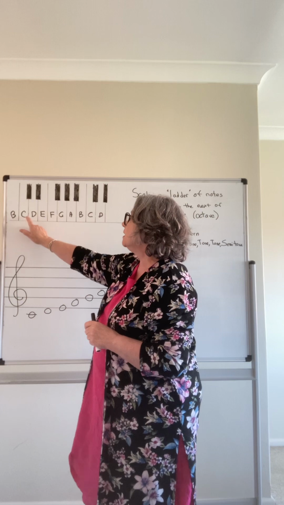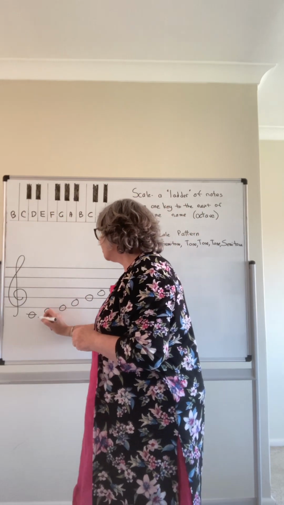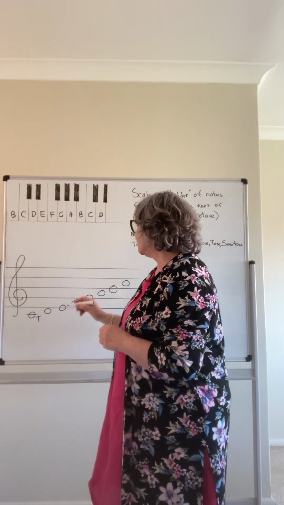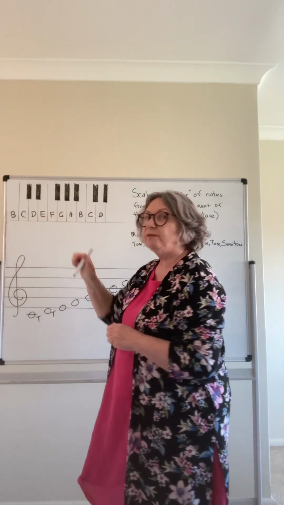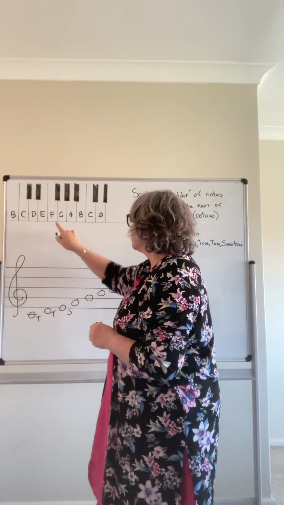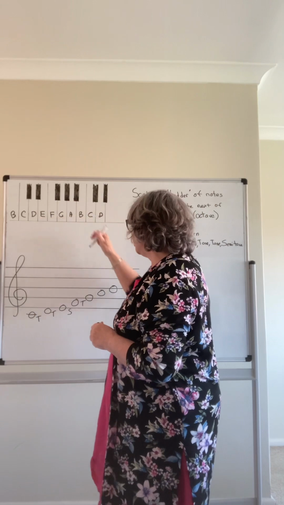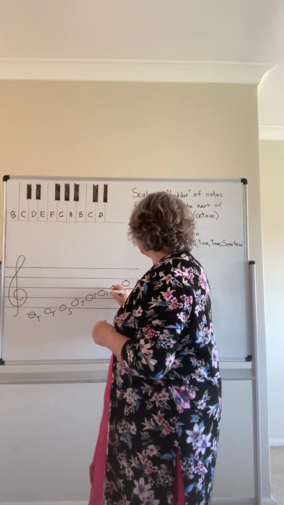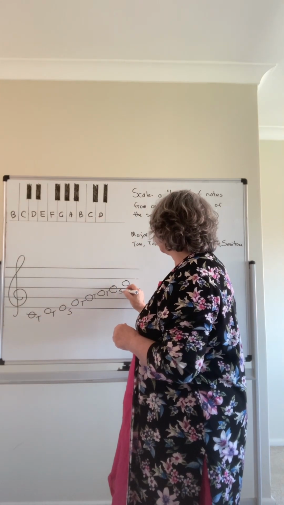We see that C to D has a note in between, so that is a tone. D to E also has a note in between, so that is a tone. E to F has nothing in between, so that's going to be a semitone. F to G is a tone, G to A is a tone, A to B is a tone, and B to C is a semitone.